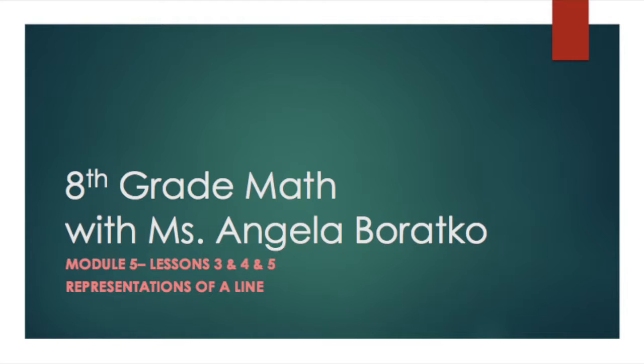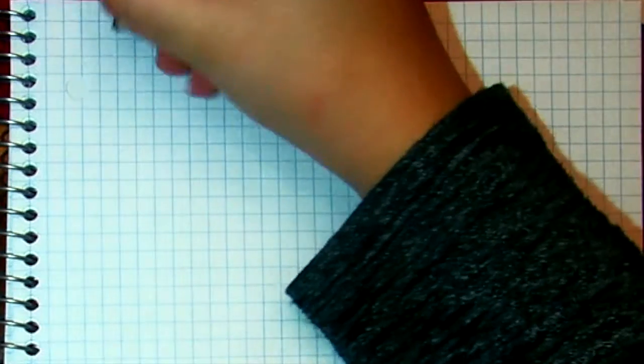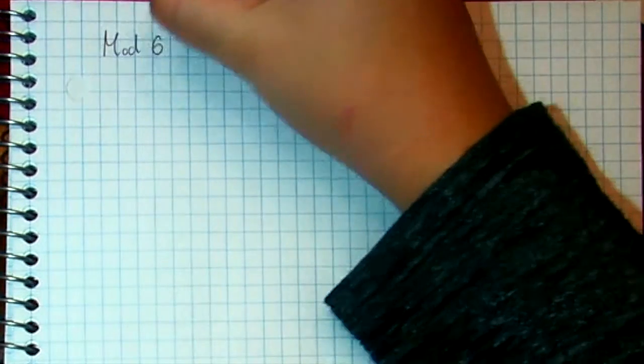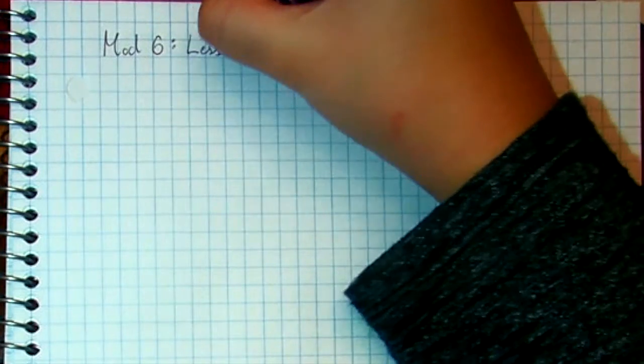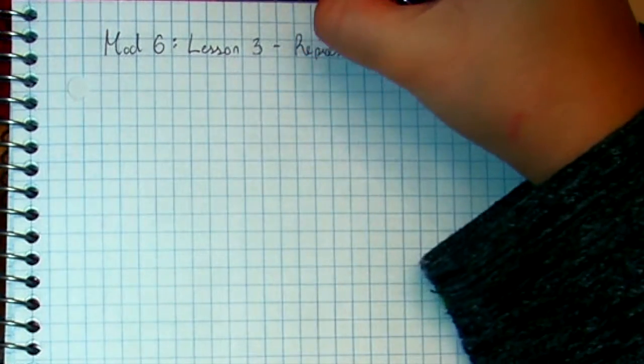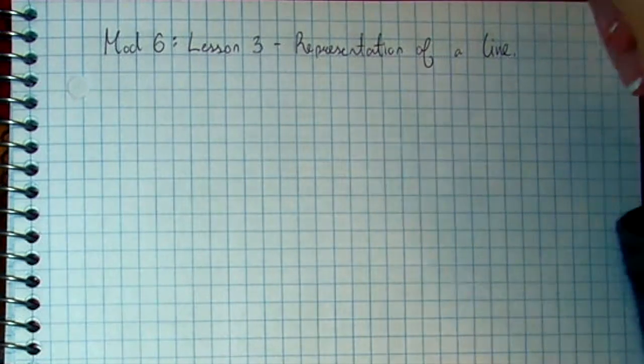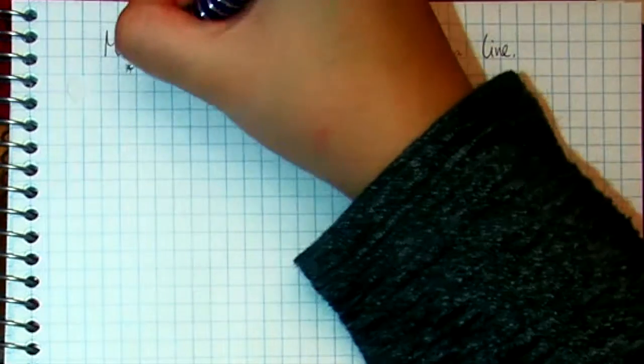Hi everyone, today we're looking at Module 6, Lessons 3, 4, and 5. Starting with Lesson 3, we're focused on representations of a line.